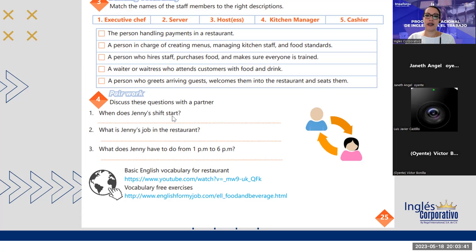So the exercise is to match the numbers, okay? In the numbers, we have the words and then the descriptions. So for example, the person handling payments in a restaurant, what is that number? Is that number 1, 2, 3, 4, or 5? Number 5. Excellent, Mario. Number 5, cashier.